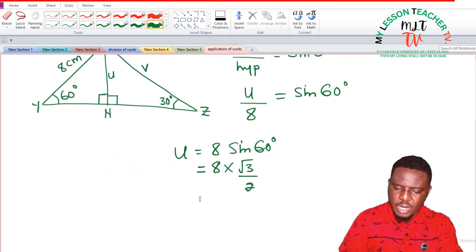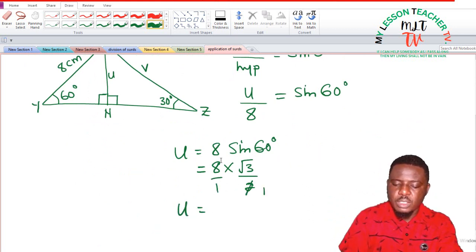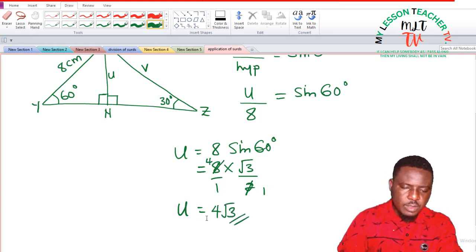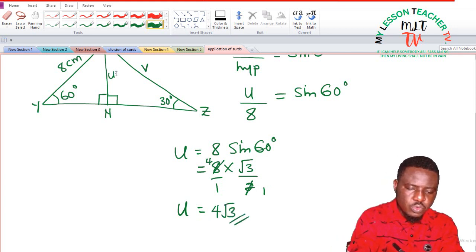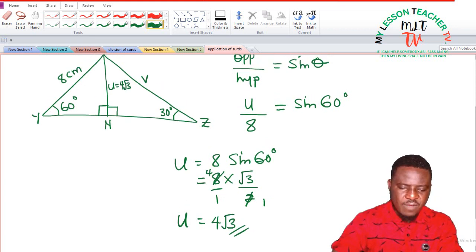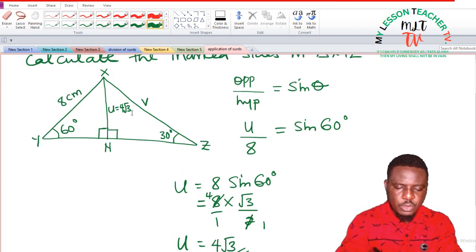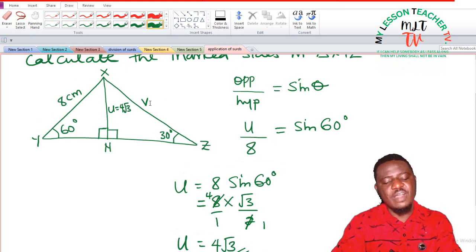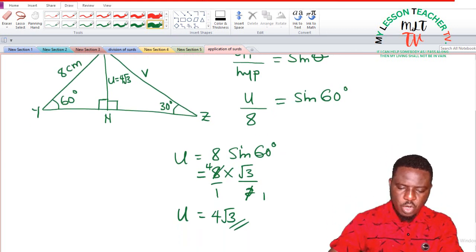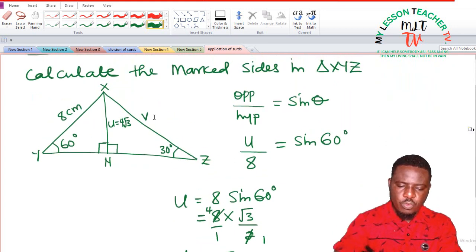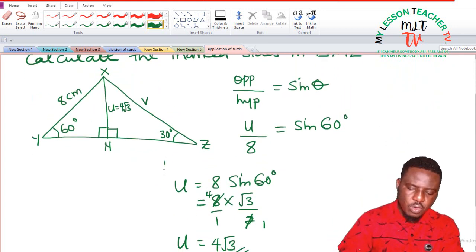And when you simplify this, you agree with me that 2 can divide. 2 into itself is 1. 2 into 8 is 4. So U is said to be 4 root 3. So our value for U is said to be equal to 4 root 3. Now, since we have gotten our value U, we can use U and angle 30 degrees to get our value for V.